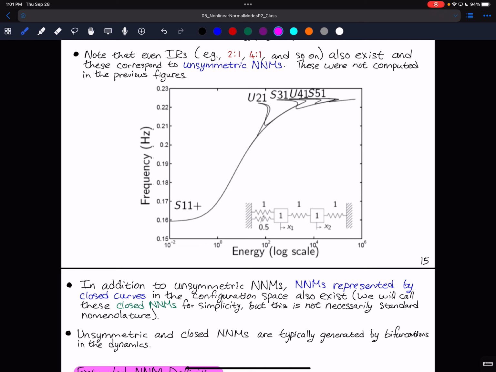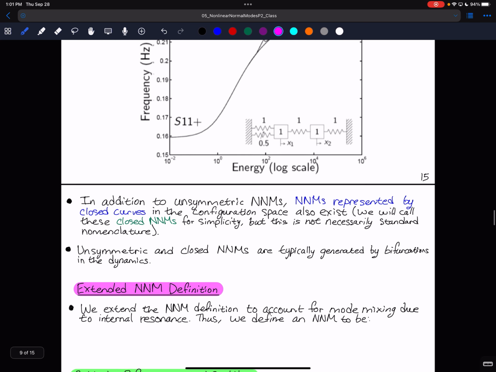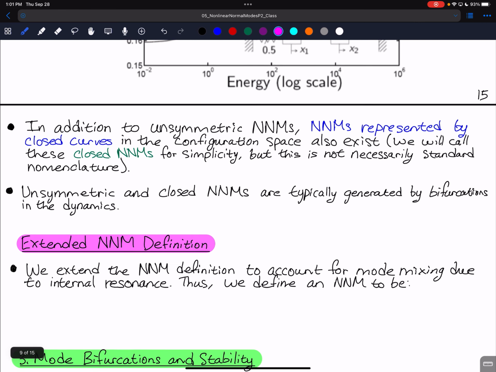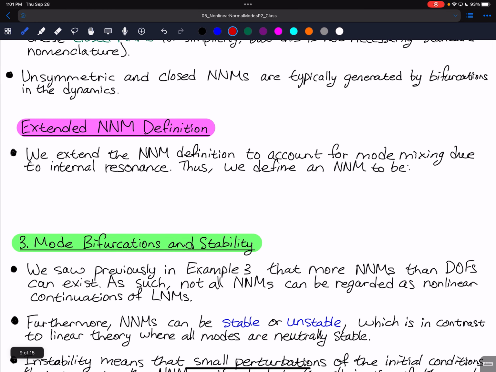So unsymmetric and closed NNMs are generated by bifurcations in the dynamics, and as a result of that, the continuation method that I've used to compute some of these NNMs breaks down, and that's why you've got to do other things as well. Okay, so in order to expand our NNM definition to include this internal resonance behavior, we are going to extend the definition.